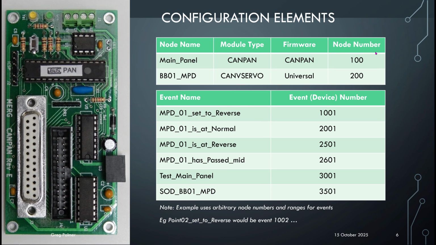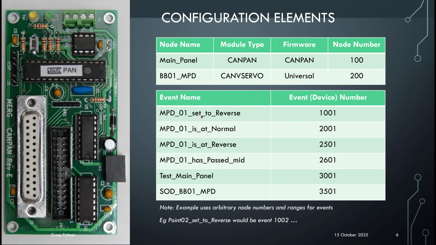These are the configuration elements we're going to be working on. So we have to give the CANPAN a node number and a name. We have to give our CANVServo a node number and a name. The events we're going to use, we need an event to say move this point to reverse, and I'm going to call that MPD01 set to reverse.